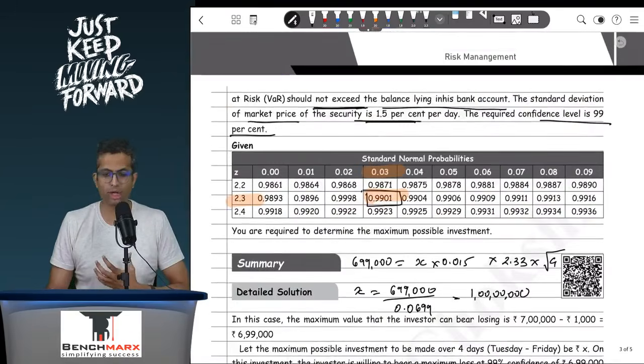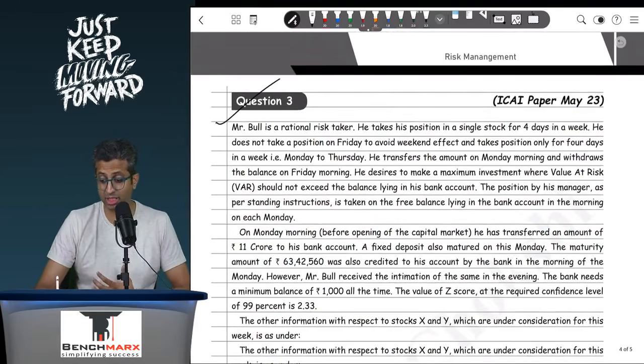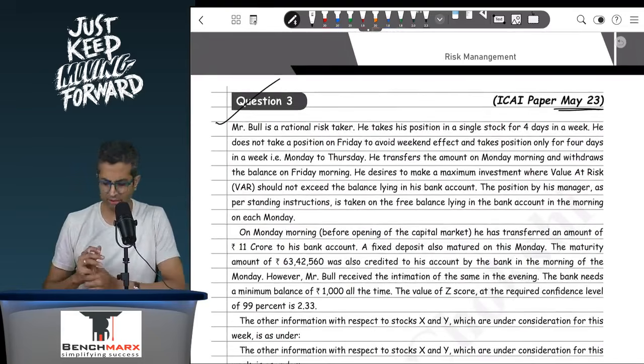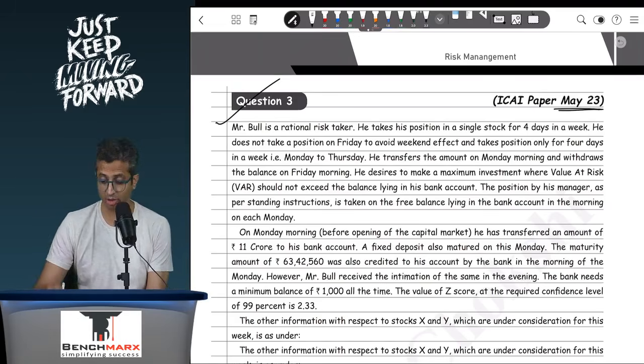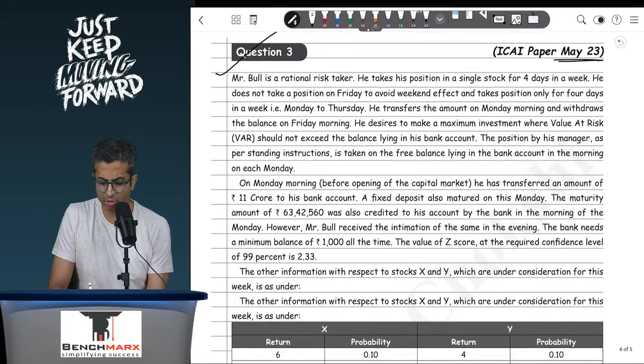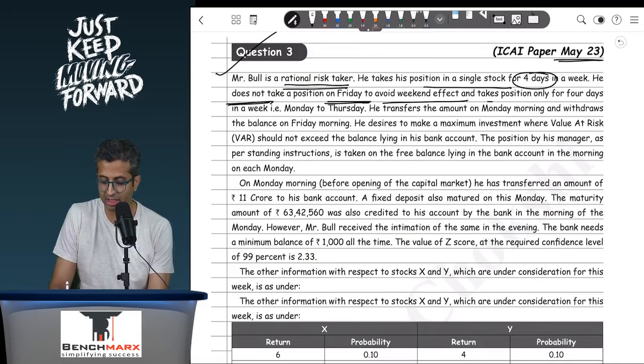Now this takes care of question number 2. Question number 3 is much more tricky, controversial and detailed. A lot of these questions have an overlap with portfolio. So in question 3, the Institute tried to test some portfolio concepts along with the VaR concepts in the May 23 paper. So Mr. Bull is a rational risk taker. He takes position in a single stock for 4 days in a week. He does not take the position on Friday to avoid the weekend effect and takes position only for 4 days in a week, that is Monday to Thursday.